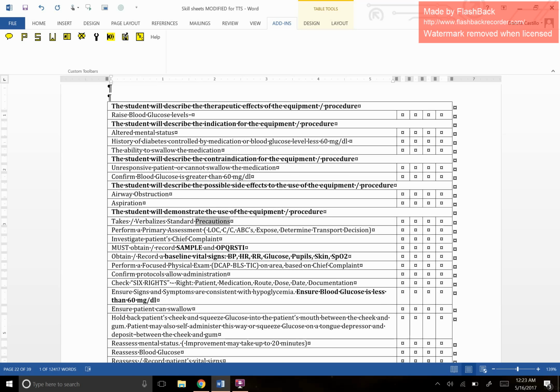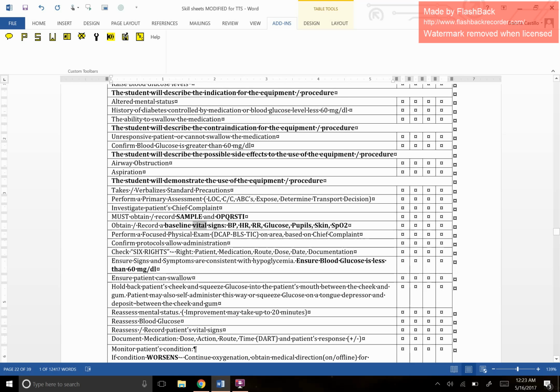Take or verbalize standard precautions. Perform a primary assessment: LOC, C/C, ABCs, expose, determine transport decision. Investigate the patient's chief complaint. Must obtain and record SAMPLE and OPQRST. Obtain and record baseline vital signs: BP, HR, RR, glucose, pupils, skin, SpO2. Perform a focused physical exam, DCA-PBLS-TIC, on the area based on the chief complaint.